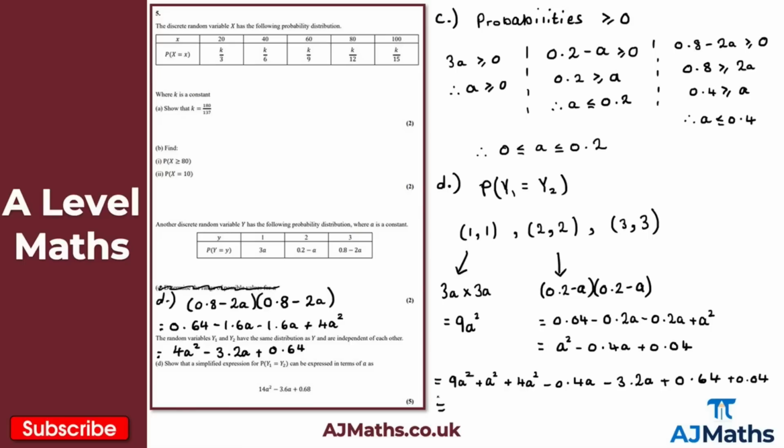So now we add everything together and simplify. 9a squared plus a squared, that would be 10a squared plus the 4a squared there, gives me 14a squared. Perfect. We then got minus 0.4a minus 3.2a. So evaluate that, that gives you minus 3.6a, like we need here. So again, that's perfect. And then finally, we've got 0.64 plus 0.04. Add those together and you get 0.68 there. Okay, so 0.68. And there we have it. So that's 14a squared minus 3.6a plus 0.68 as required there.